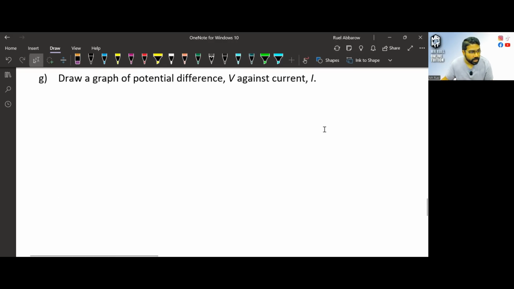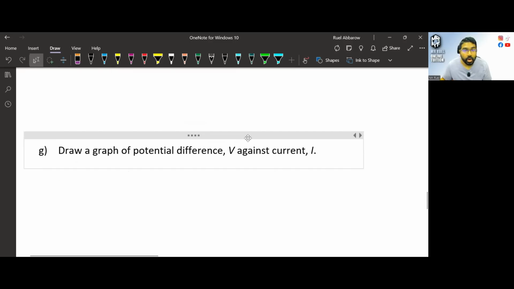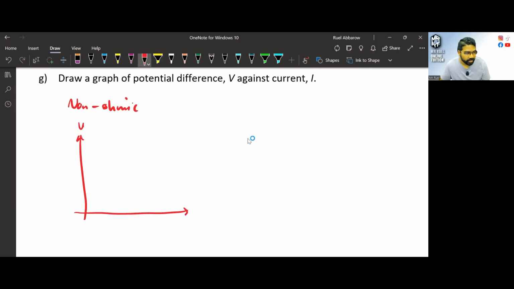Okay, next, drawing a graph. So when you plot your graph, of course, we didn't do the experiment. I don't have any values, but theoretically, I can tell you this filament bulb is a non-ohmic conductor. Non-ohmic conductor, what does the graph look like? Actually, this one is a little bit more complicated than ohmic, but for a non-ohmic conductor, the graph is curving upwards, right? So this is the graph for a non-ohmic conductor.